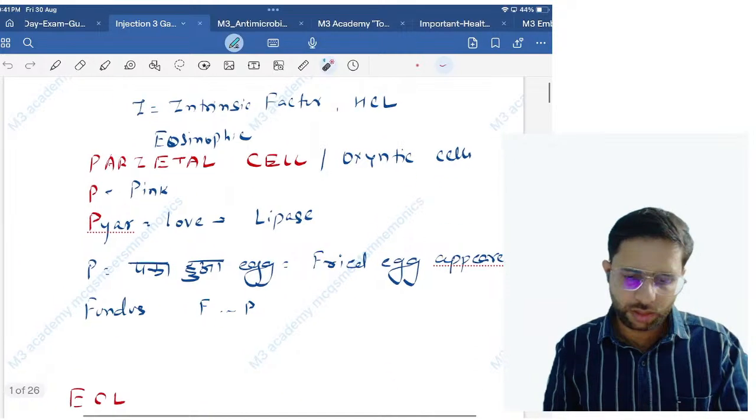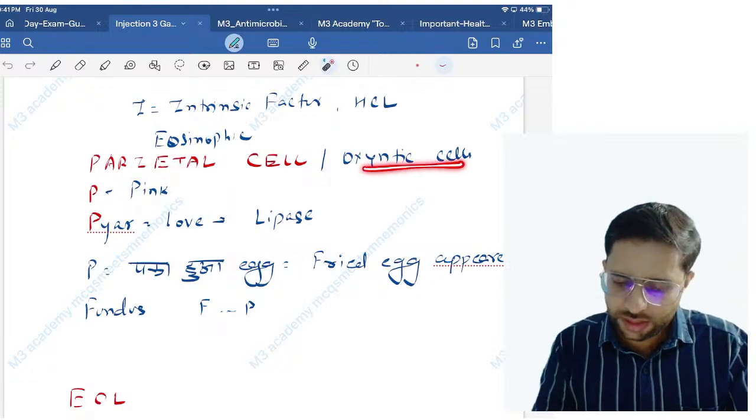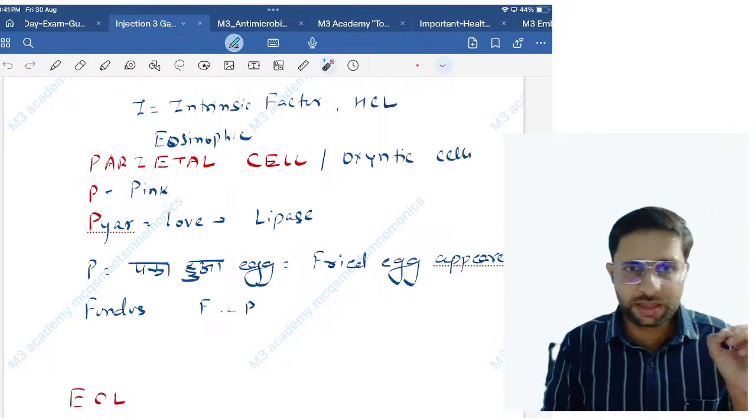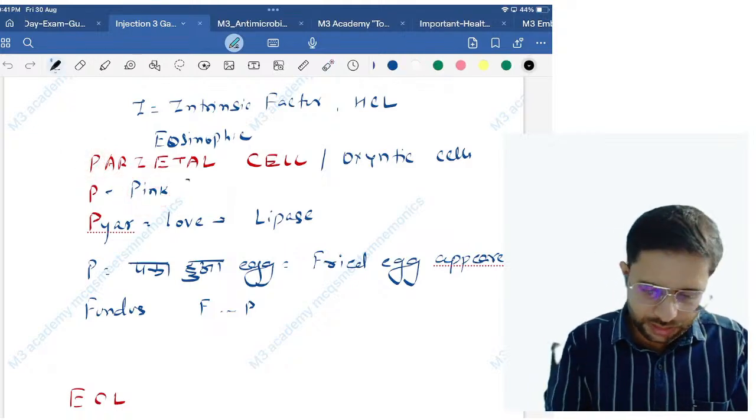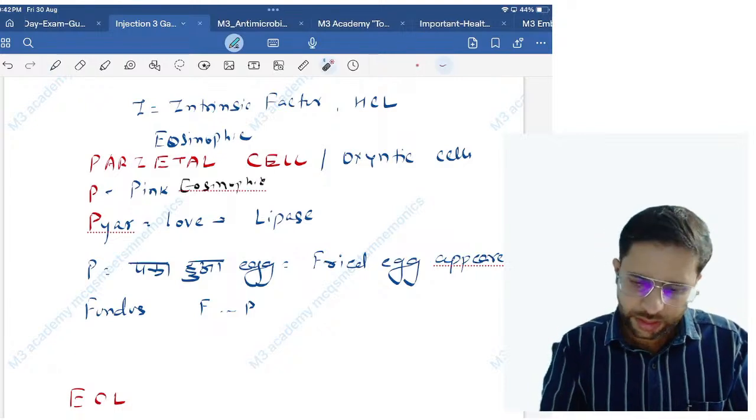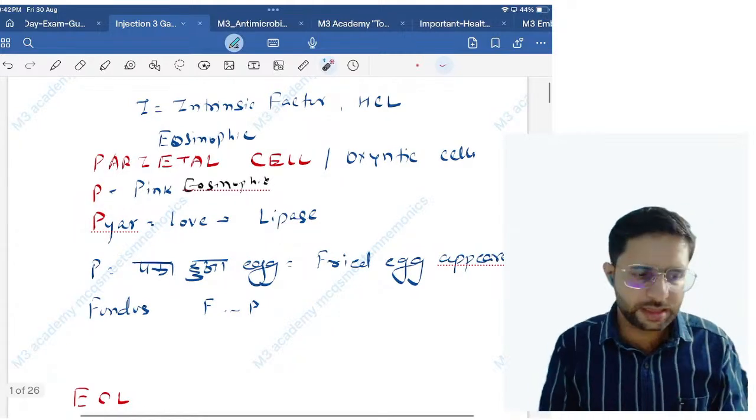Next cell is the parietal cell, or oxyntic cell. Parietal, P for pink. Pink color means this is eosinophilic.